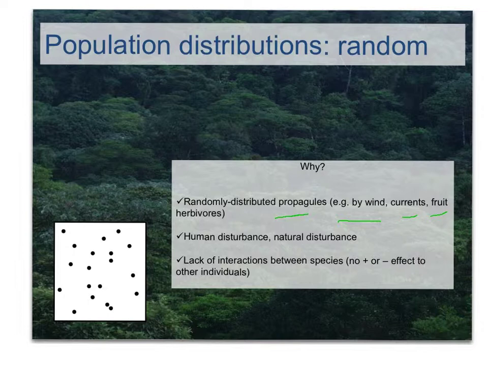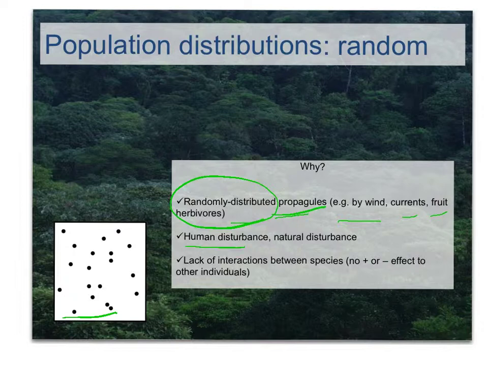Herbivores that eat fruits will eat the seeds and then poop somewhere else and disperse those seeds into a different environment. And so the random distribution of propagules, like eggs and seeds, can be a reason why organisms end up randomly distributed, because once they're there, they just kind of stay there.